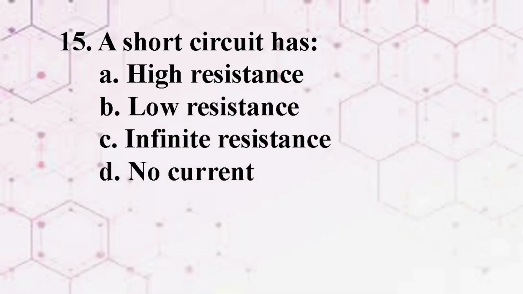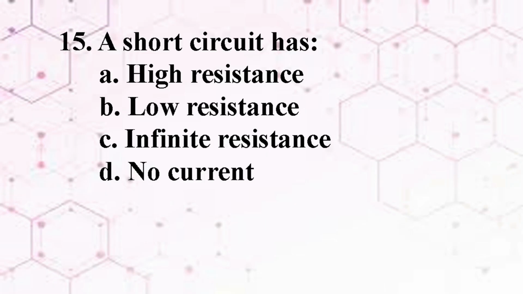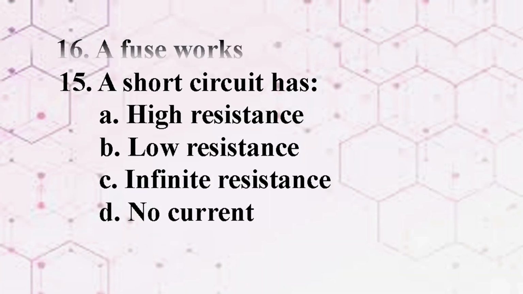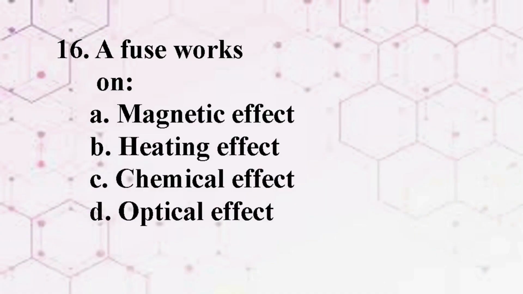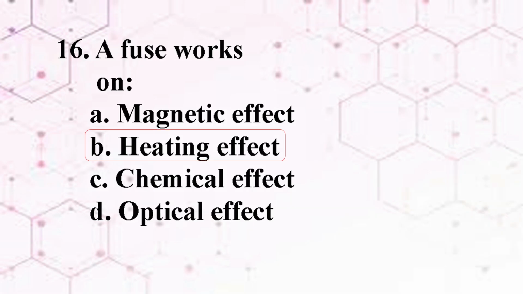Question number 15. A short circuit has A high resistance, B low resistance, C infinite resistance, D no current. The correct answer is B low resistance. Question number 16. A fuse works on A magnetic effect, B heating effect, C chemical effect, D optical effect. The correct answer is B heating effect.